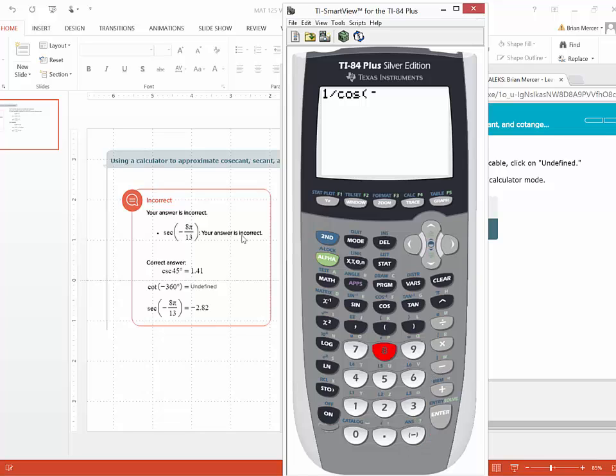Negative 8. And then to get to pi, we hit second, and that key right there, there's 8 pi over 13. Then close the parenthesis. So notice I'm taking the cosine of negative 8 pi over 13, and it's 1 divided by all of that mess. So press enter there, and there's your negative 2.82.